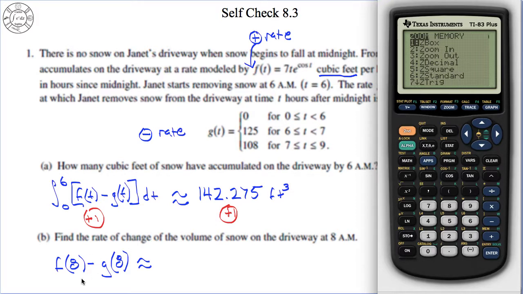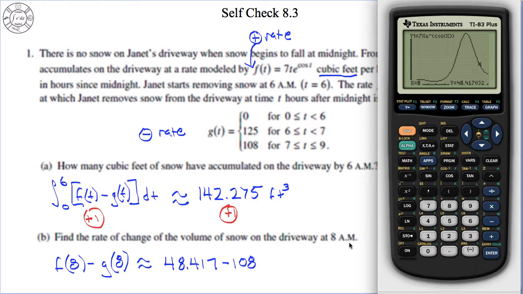what I'm going to do is trace for the f function. That way I can find where f of 8 actually is. So if I click trace and I click 8, my value is 48.417, so this is going to be 48.417, and then I'm going to subtract g of 8. G of 8 falls in between this interval, 108. Wait, that was trace value, right? Yeah, trace, and then I hit 8 to find the value.